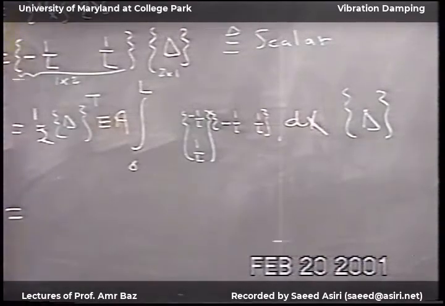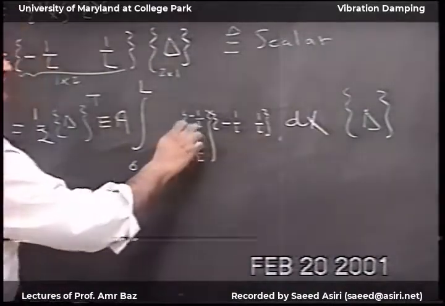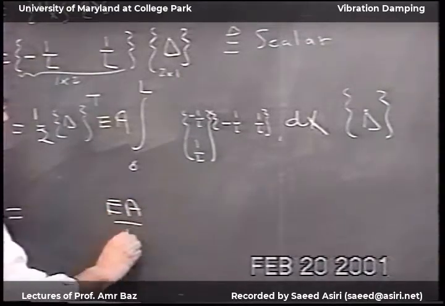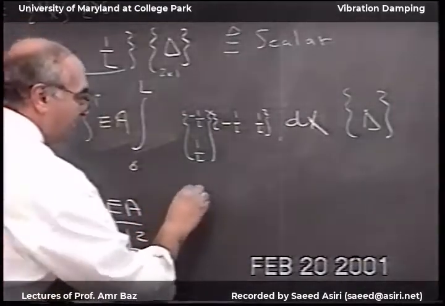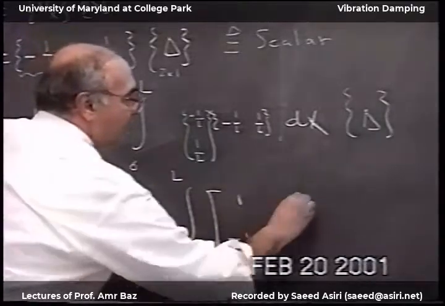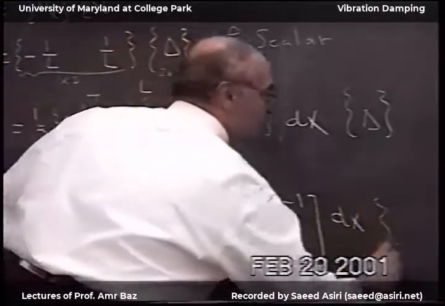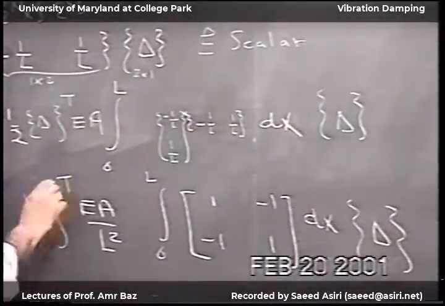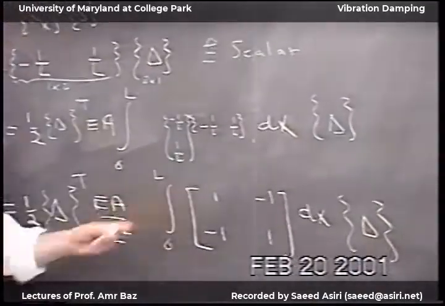Okay, so now we're done. So we have 1 over L. I'll factor 1 over L from here, 1 over L from here, so I have 1 over L squared. So I have EA, L squared. And then this would be the integral from 0 to L. This would be the matrix [1, -1; -1, 1] dx. I have here delta transpose and 1/2. And then now I do the integration of all of these elements.